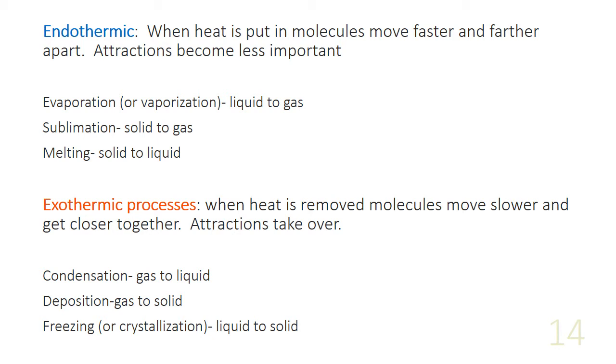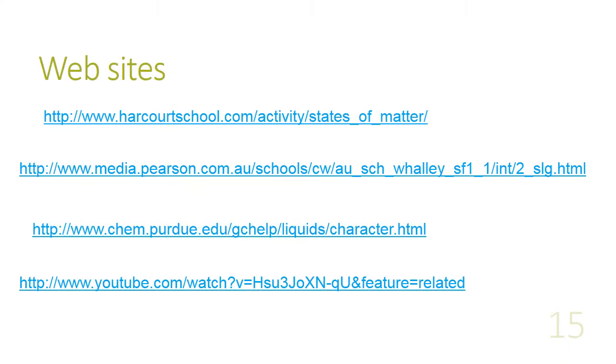All right, and this just sort of summarizes what I just said. So again, remember that endothermic, sometimes it gets a little confusing, but endothermic means you have to put heat in. So you're putting heat in, you're moving molecules faster, and so attractions become less important, and the disruptive portions become more important. And then an exothermic process is where heat's coming out, and so things are cooling down because the heat is being removed, and so molecules move slower and get closer together.